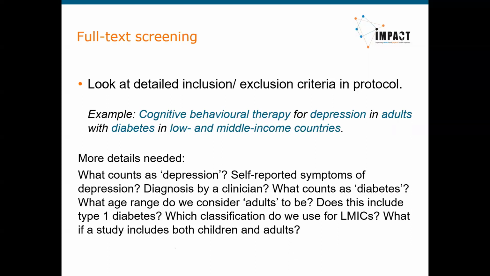The last question that is a bit more tricky is, what do you do if a study has mostly adults but a few children? Is that included or excluded? You will come across these issues when you do the full text screening. If you specify in your protocol exactly what studies you are looking for, then that makes it a lot easier, and it makes the agreement between the two reviewers easier.